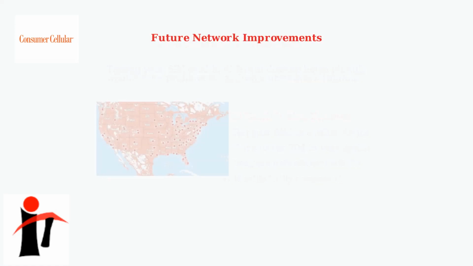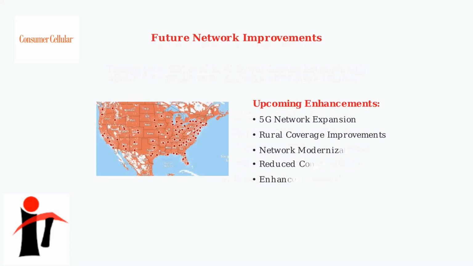Consumer Cellular continues expanding its network infrastructure through partnerships with T-Mobile. Ongoing 5G deployment, rural coverage expansion, and network modernization efforts will resolve many current service gaps. These improvements particularly benefit customers in previously underserved areas.